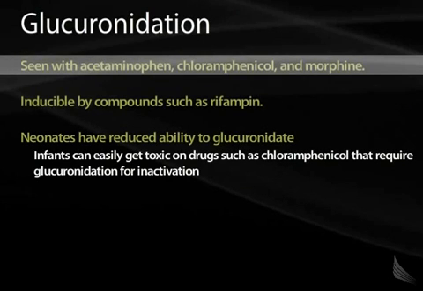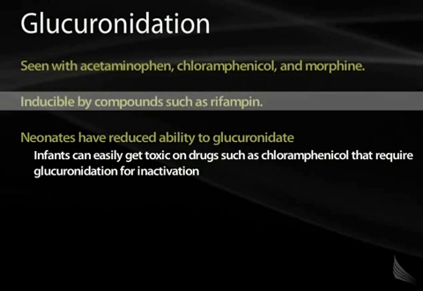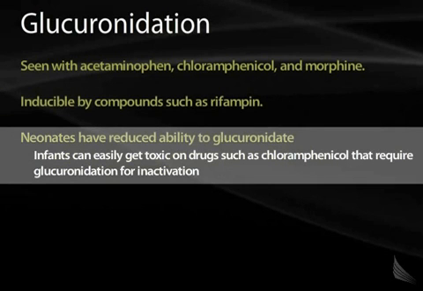Glucuronidation is seen with many medications such as acetaminophen, chloramphenicol, and morphine. Glucuronidation is also inducible by rifampin. Neonates have decreased ability to glucuronidate molecules because they have a lower activity of the enzyme that's responsible for this. That's why it's important to not give infants medications that require glucuronidation for inactivation, such as chloramphenicol. This can lead to gray baby syndrome.